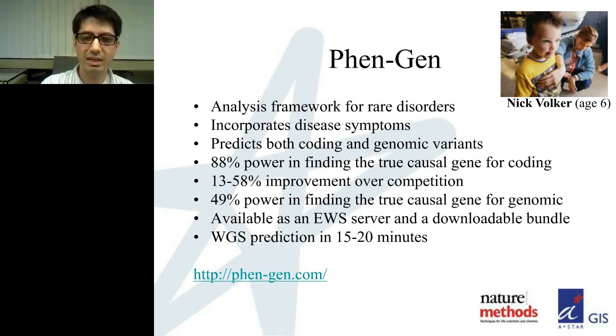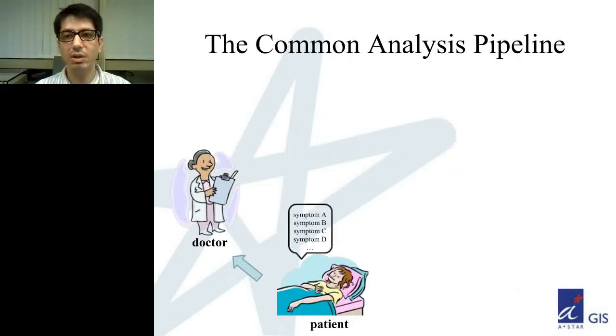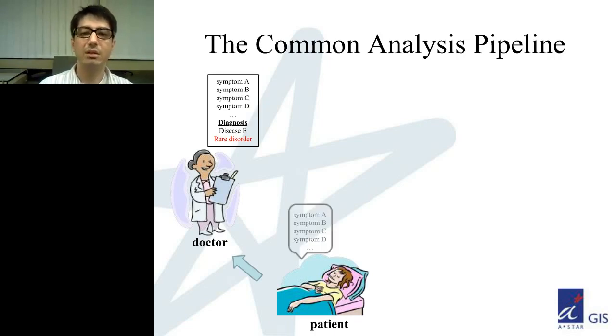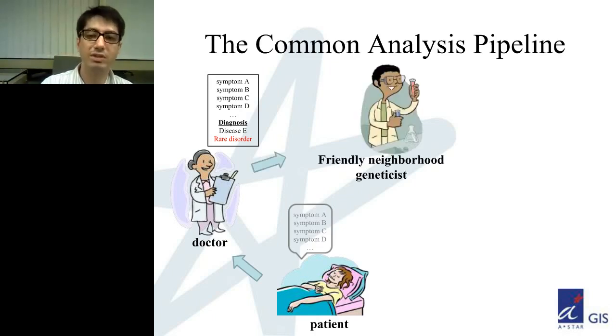Before I get into the details of Phen-Gen, a quick word on what is the existing paradigm to analyze rare disorders. It all starts with a patient who's suffering from a list of symptoms and reports these symptoms to the doctor. The doctor prioritizes these symptoms according to their domain knowledge and predicts what is the most likely diagnosis for this patient. If he suspects a rare disorder with a genetic cause, he may decide to go for sequencing.